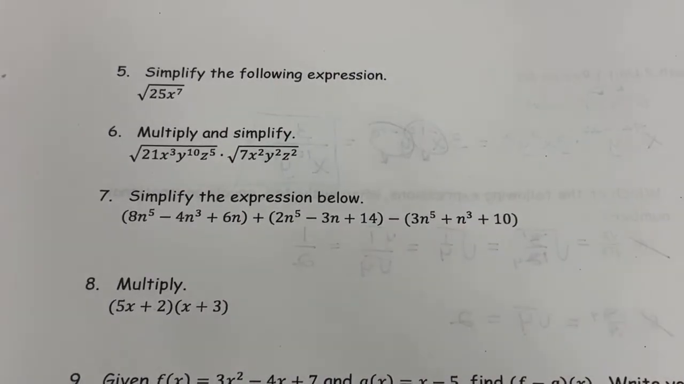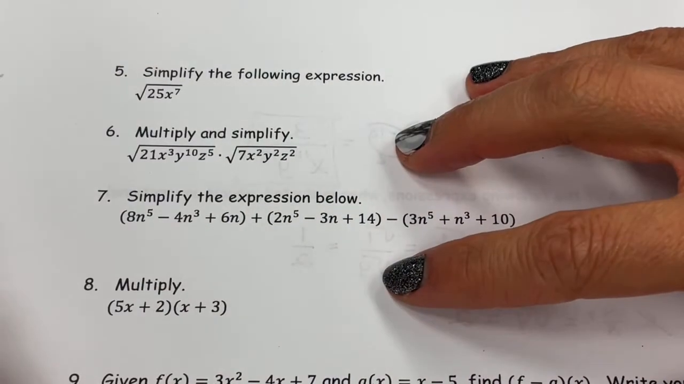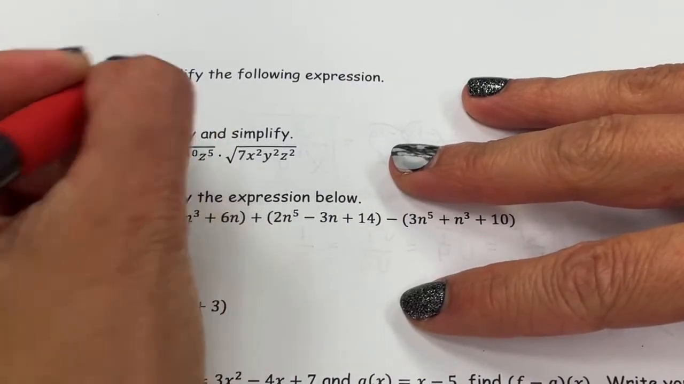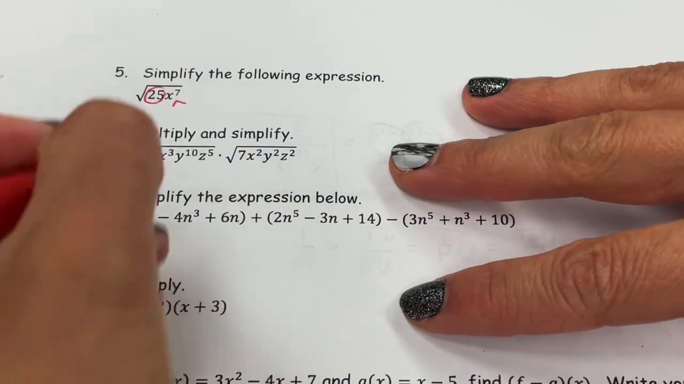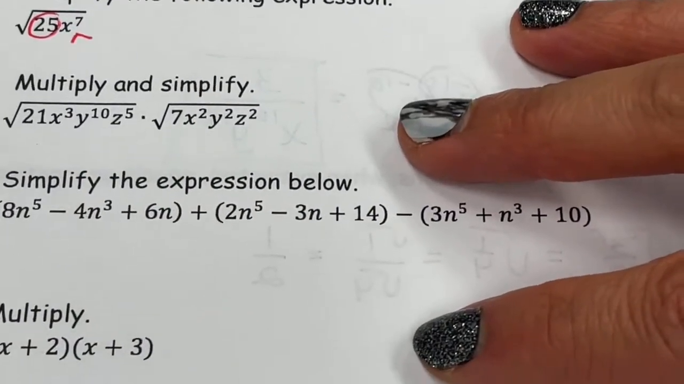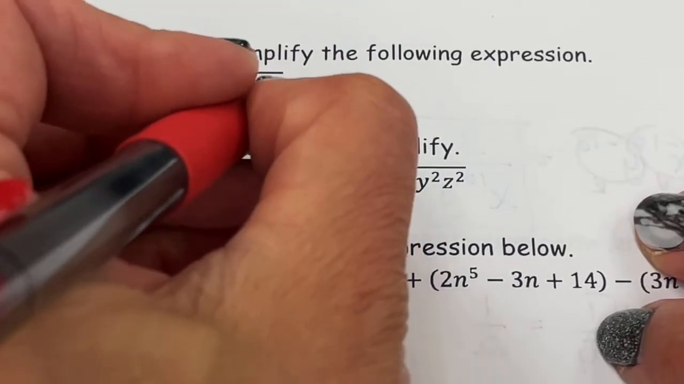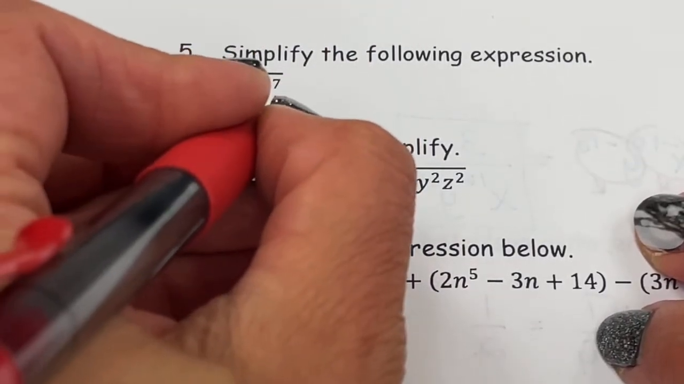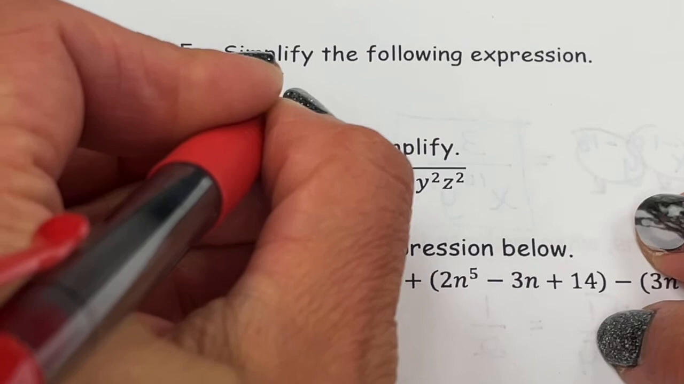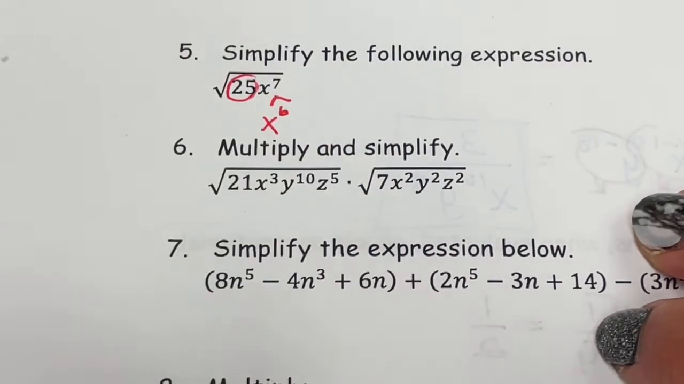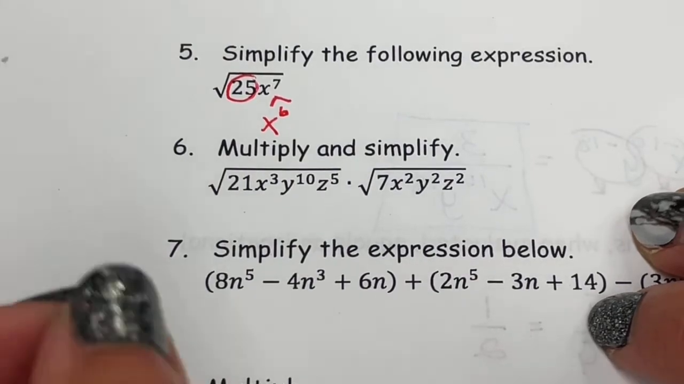Number 5, simplify the following expression. So under the square root of 25 x to the 7th, well, 25 is a perfect square. X to the 7th is not. Let me zoom in a little bit more. X to the 7th is not. But I can find a hidden perfect square in there by finding the next highest even power, which would be a 6. It's always going to be 1 less if you have an odd numbered exponent.